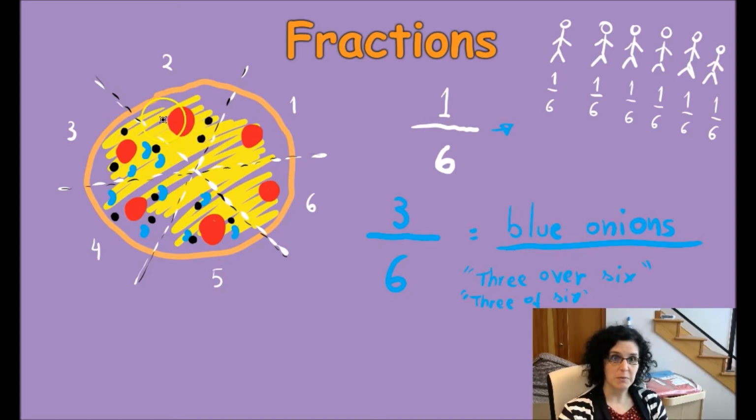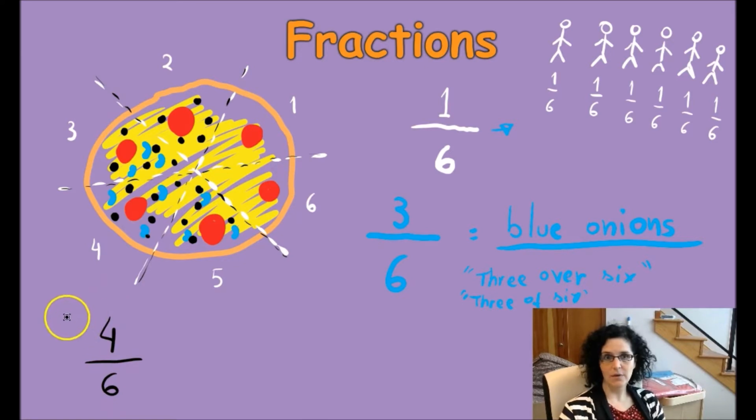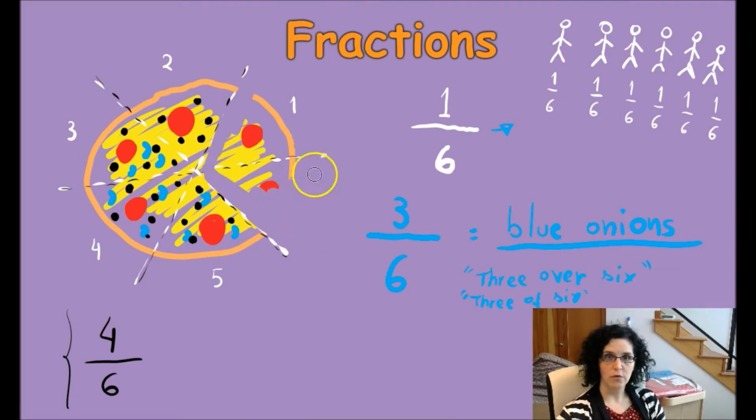So some adventurous people decided to get little dried olives on their pizza. Sounds disgusting. So we have 1, 2, 3, 4 slices with olives, right? 4/6. That's how you write the fraction corresponding to this. So what is 4/6? Let's just clear that out so we can show 4/6, right?